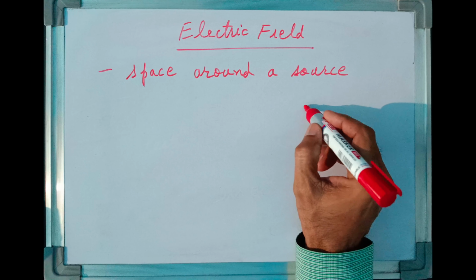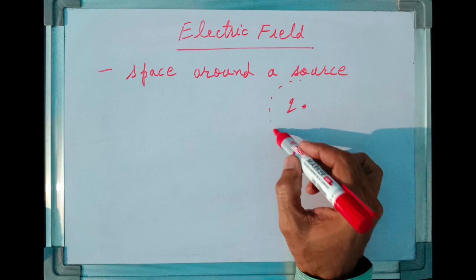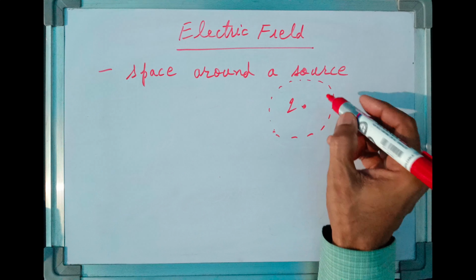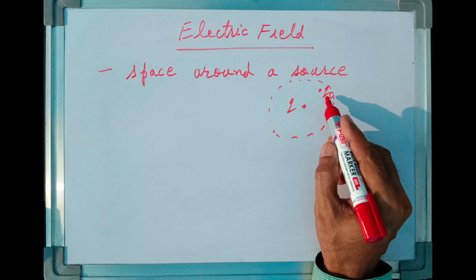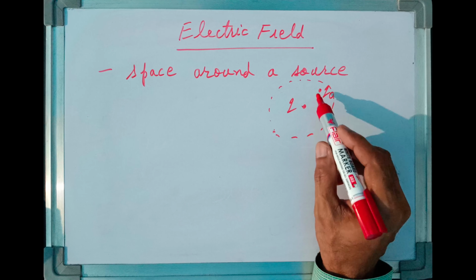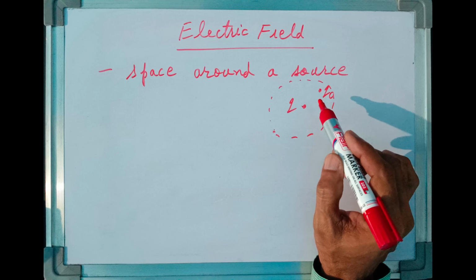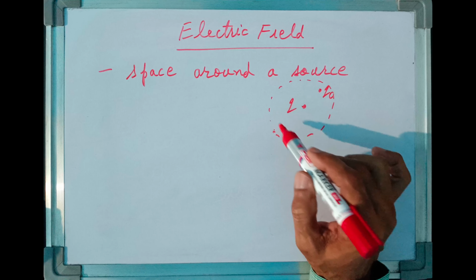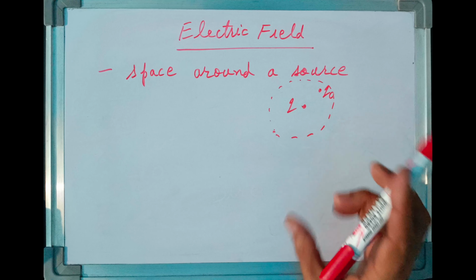Suppose we have a source charge Q. Surrounding it, there is some space in three dimension. If I introduce some test charge within this space, this test charge will experience an electrostatic force due to this source charge. So this space is called electric field. Now the question is, what is the intensity of electric field within this? At every point within the electric field, intensity of electric field will be different.